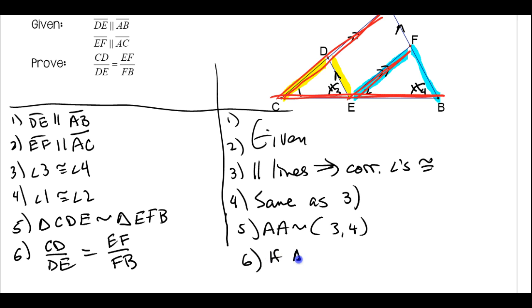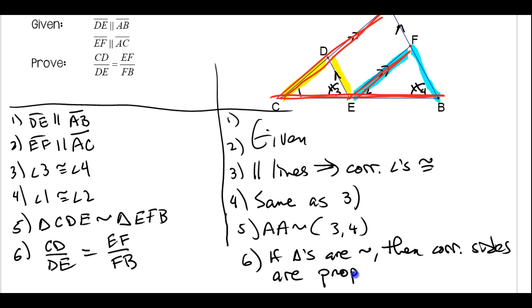So if triangles are similar, then corresponding sides are proportional.